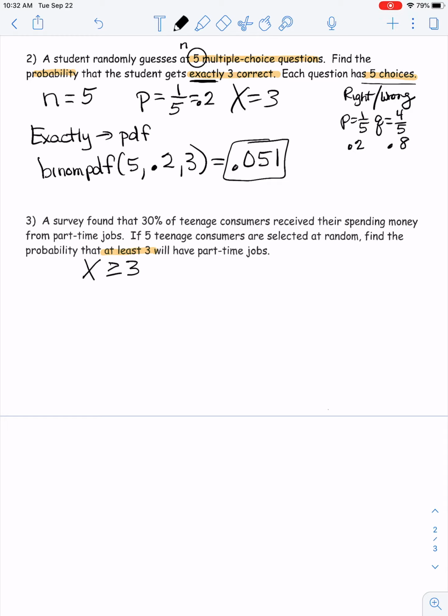The p-value is hidden up here. 30% of teenagers, that's going to give us our p, so 0.3. And then how many teenagers are we talking to? Well, that would be 5, so that would be your n. I got you a little out of order there.